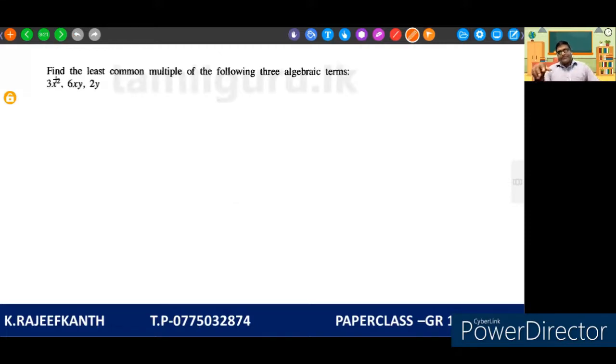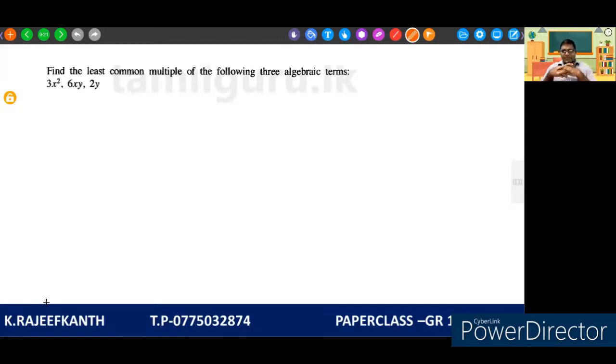Third, next one. Find the least common multiple of the following three algebraic terms. Here they have given three algebraic terms: 3x squared, 6xy, and 2y. So we have to find the least common multiple, that means the LCM of these three expressions.